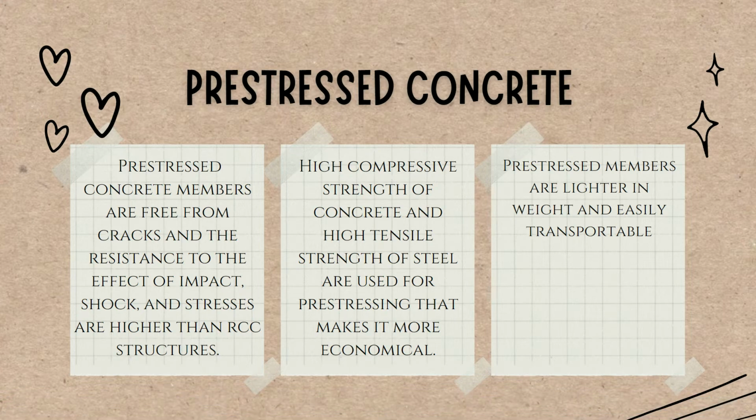Prestressed concrete. Prestressed concrete members are free from cracks and the resistance to the effect of impact, shock, and stresses are higher than reinforced concrete structures. High compressive strength of concrete and high tensile strength of steel are used for prestressing that makes it more economical. Prestressed members are lighter in weight and easily transportable.